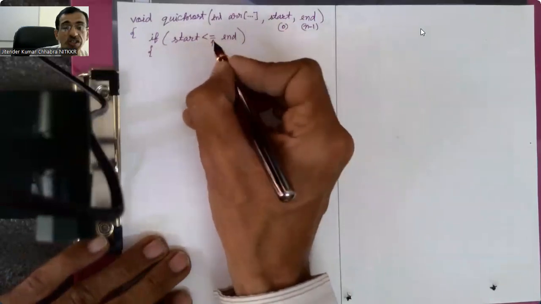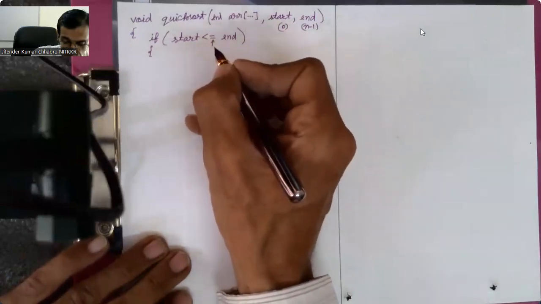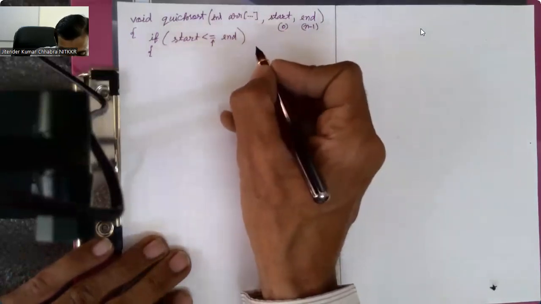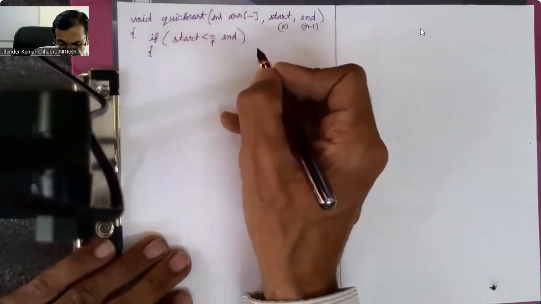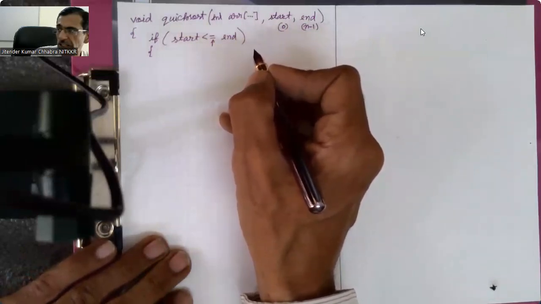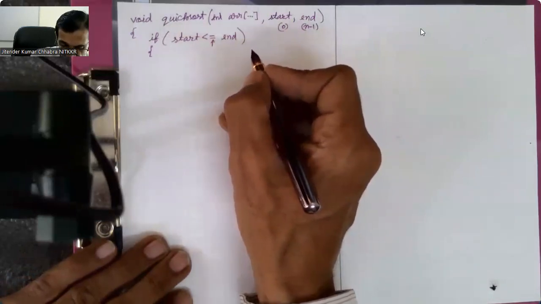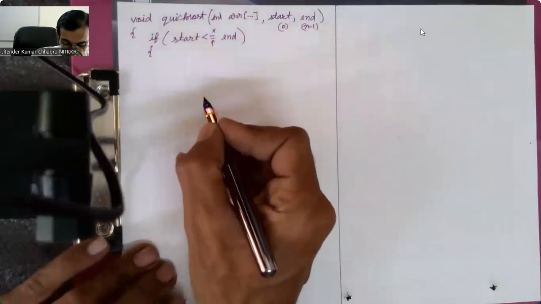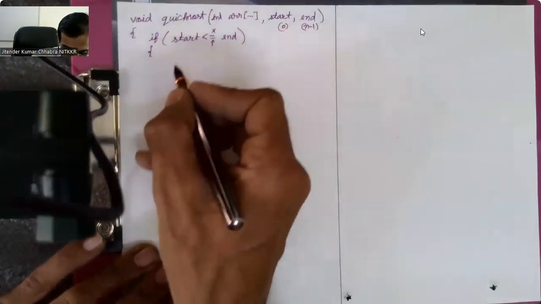Why do you need the equal to here? Start equal to end means a single element. A single element is already sorted, so we need not do anything. So at any point, if my list has only one element, I need not do recursion, I need not find a pivot, I need not place the pivot. Hence, I can safely think of removing the equal to, probably. I'll leave it to you to think more than that.